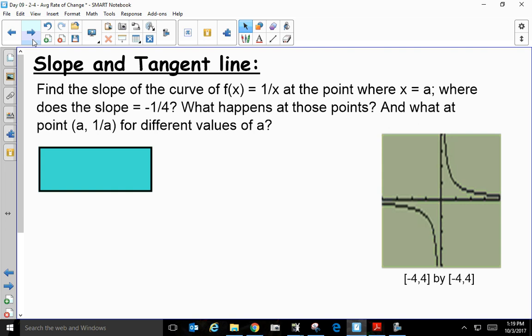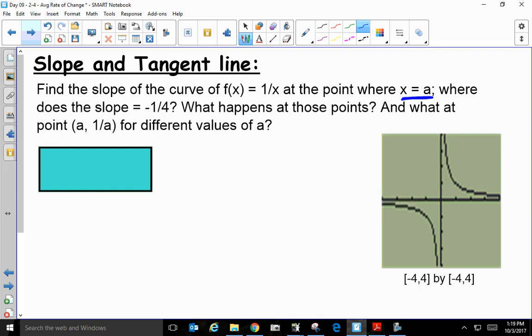Now, let me help you with this one, children. Find the slope of the curve for f of x. All right? And the function f of x is 1 over x at the point where x equals a. So we're going to start putting an a in for all of our x's. How come? They tell us x equals a. They don't give us a number for x anymore.